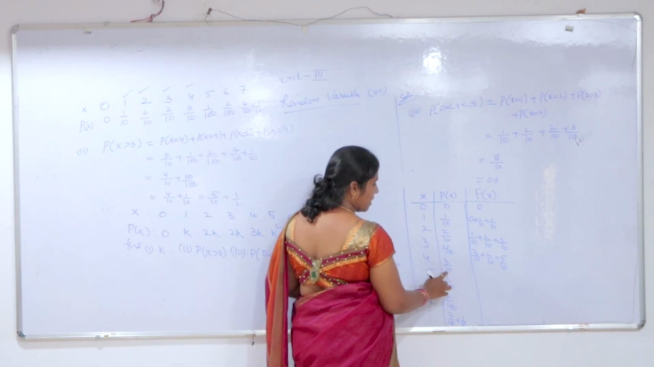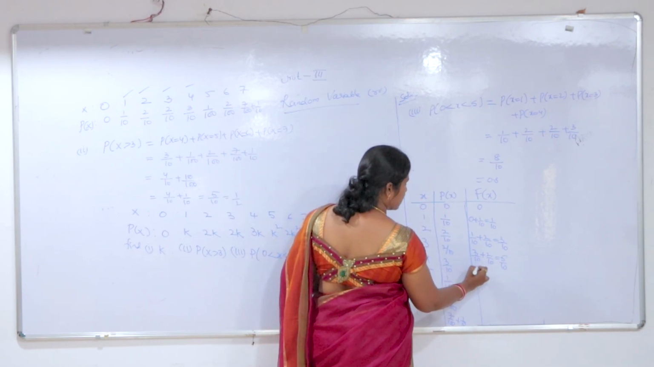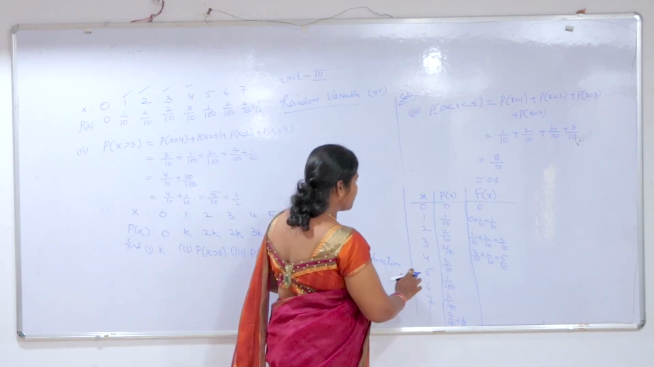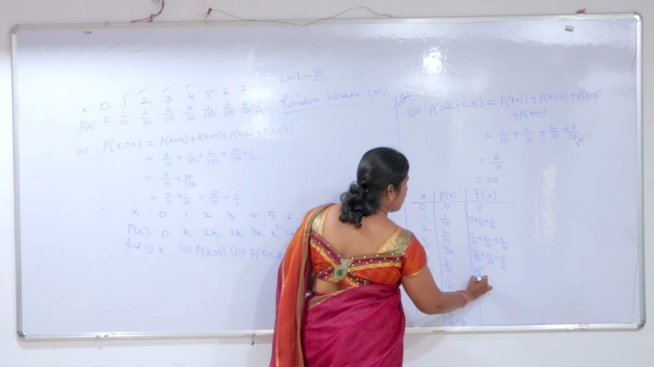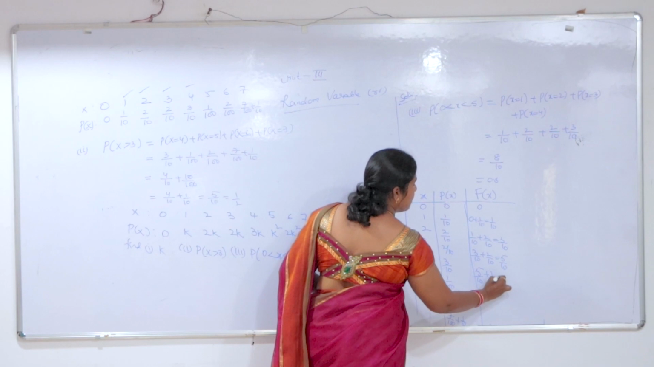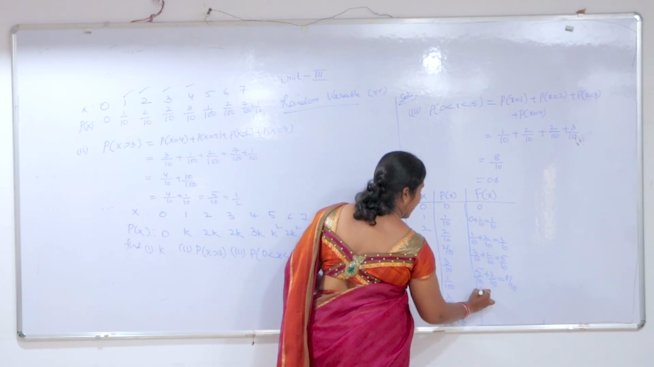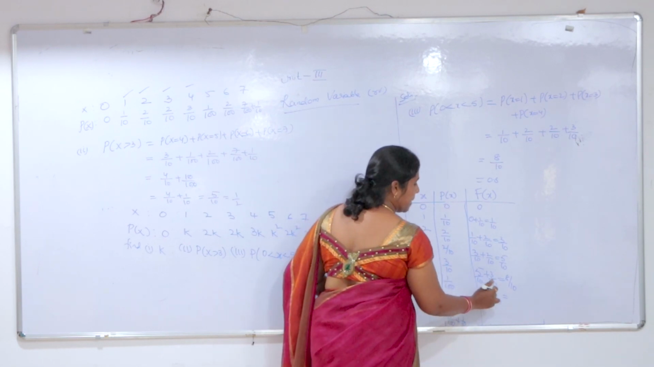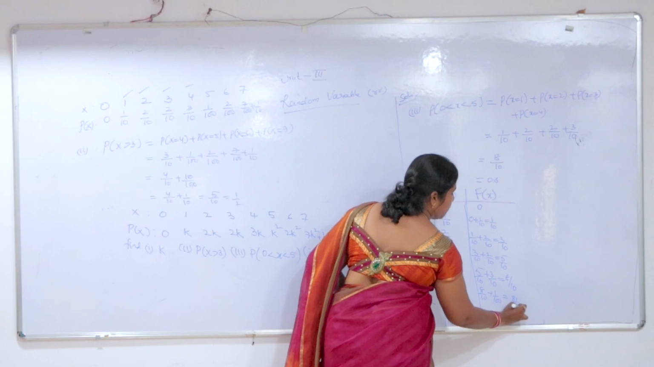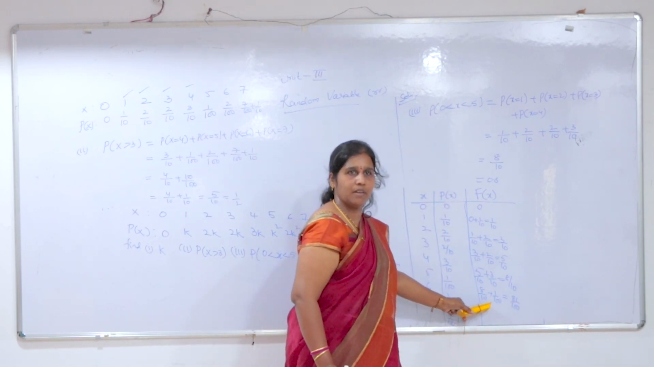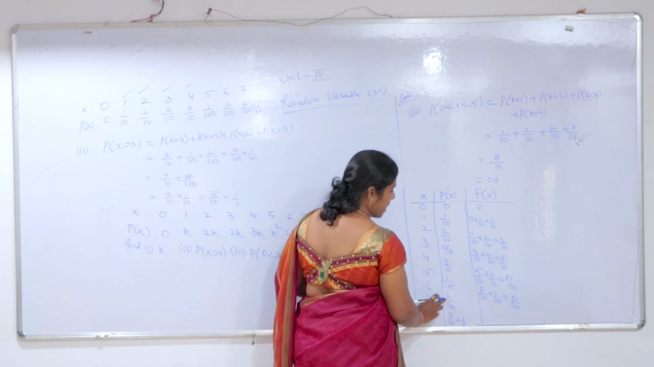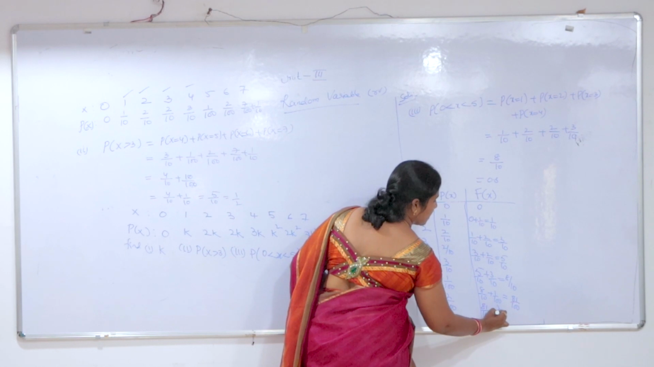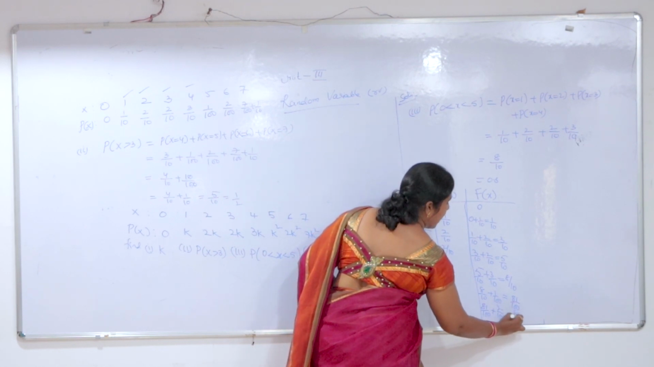And 5 by 10 plus 3 by 10. What is 5 by 10 plus 3 by 10? 8 by 10. 8 by 10 plus 1 by 100. So what do you get? If you take LCM will be 100. So it will be 80 plus 1, 81 by 100. Next 81 by 100 plus 2 by 100, which is equal to 83 by 100.